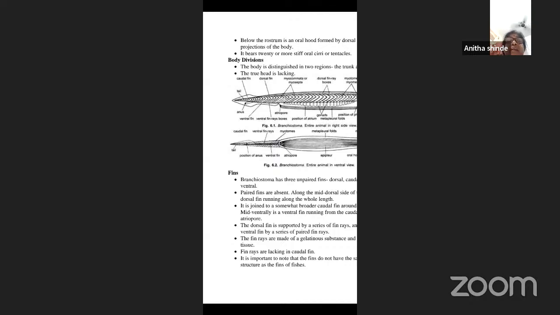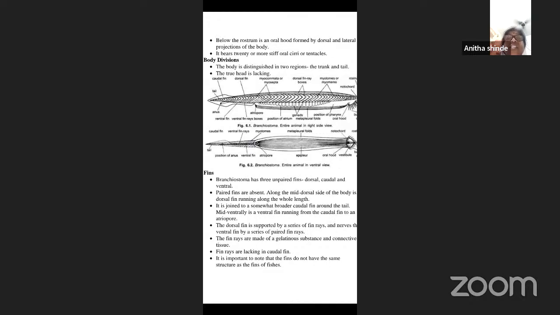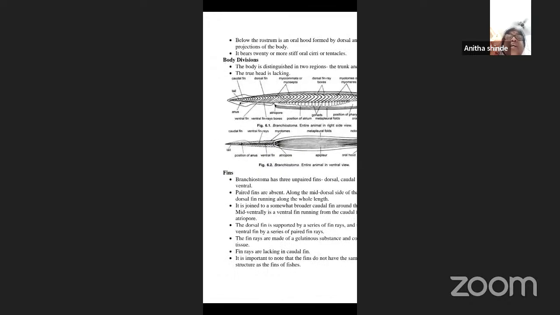Now coming to the body. The body of this organism is divided into two regions: the trunk region and the tail region. From here to here, it is called the trunk, and from here it is called the tail. The true head is lacking, so it doesn't have a distinct head. The head and the trunk look similar, so the body is divided only into two regions, the trunk and the tail.